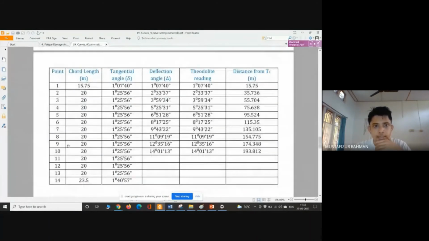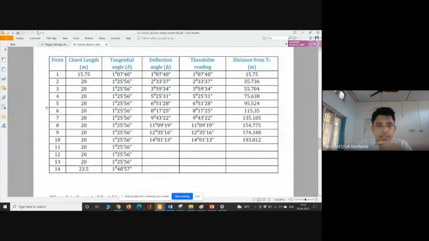Let's come here in this table. So we will prepare a table like this. We have these points. These are the points on the circular curve that we have to find. These are the chord lengths. The first one, distance from the T1 point, 15.75 meter, then 20 meter, 20 meter, 20 meter, 12 number of divisions are there, and the last one is 23.5 meter.